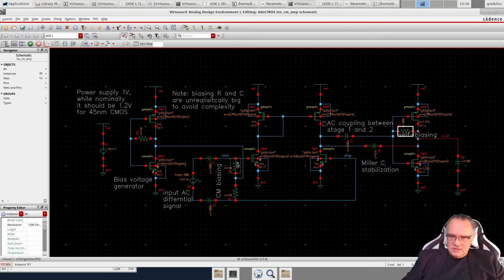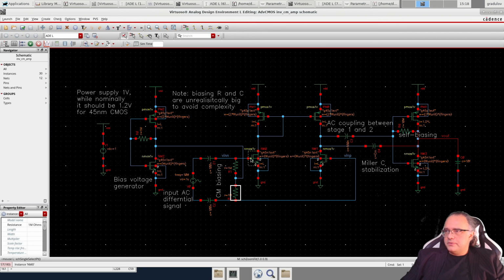So at DC, for the biasing conditions, this path is cut because of the decoupling capacitors, and then we get the voltage at the input of the input transistors, the differential transistors, through these resistors, this one and this one. This is how they are biased.